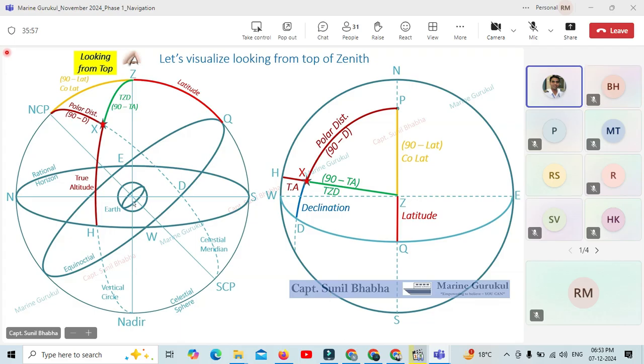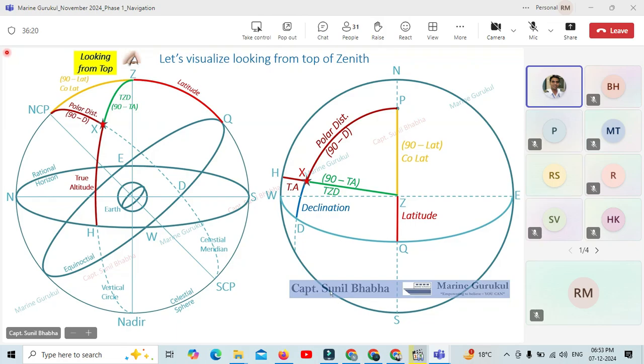Beta, a rational horizon is a great circle on the celestial sphere, every point on which is 90 degrees away from the zenith as well as the nadir of the observer. Okay, sir. Thank you. Getting clear, beta? Yes, sir. Thank you.